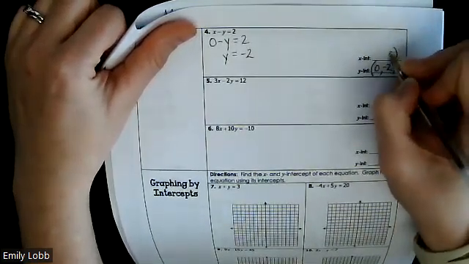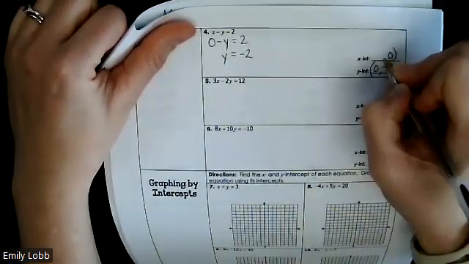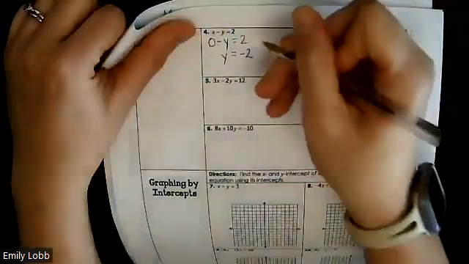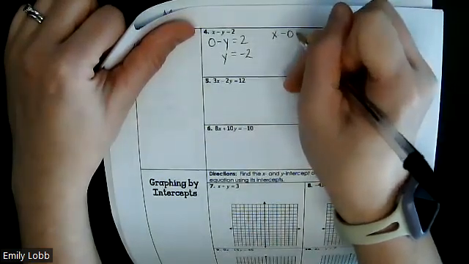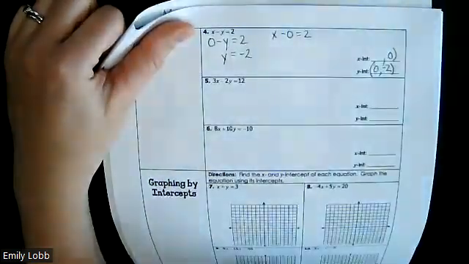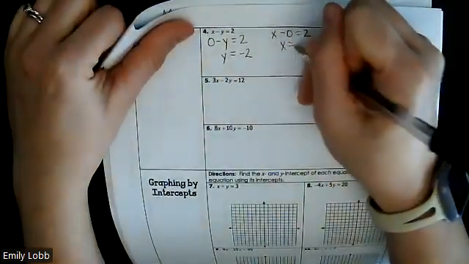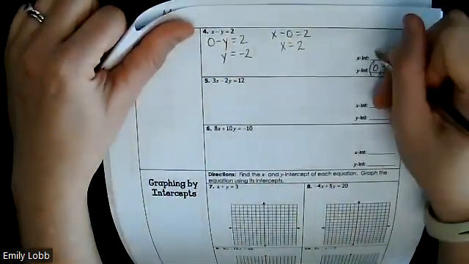And for our x-intercept, it's the x value when y equals 0. So here we have x minus 0 equals 2. So x is equal to 2. That one wasn't so bad.